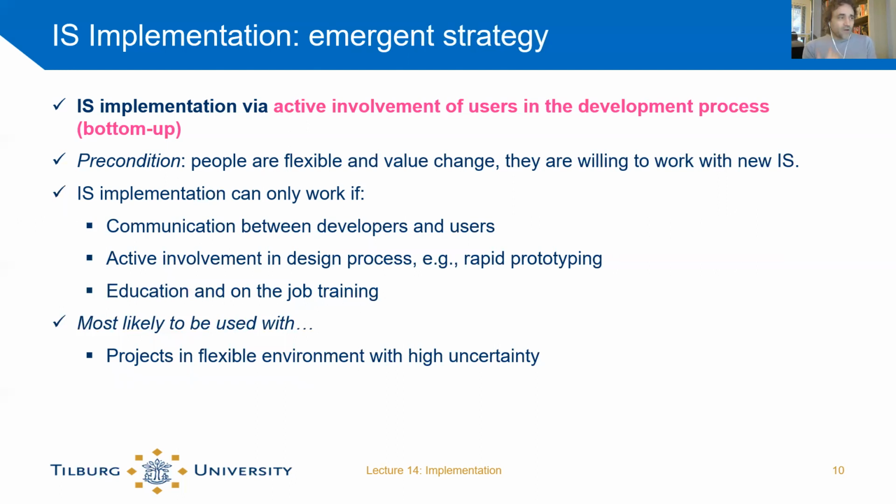So you need communication between developers and users. You need active involvement in the design process, so rapid prototyping, agile development. And also of course, you want to educate people and have on-the-job training with the system as well. So this is the emergent strategy.